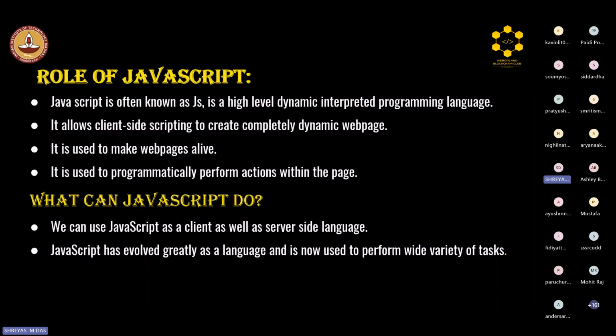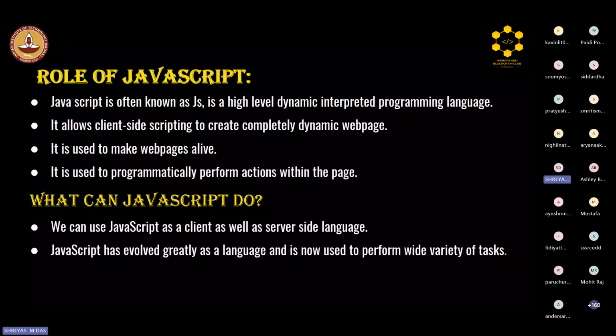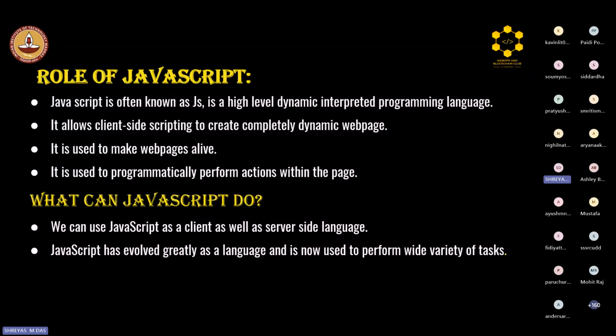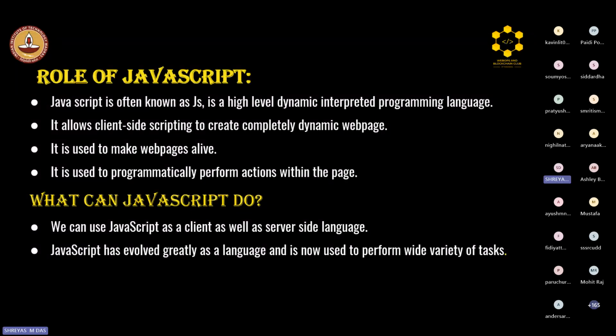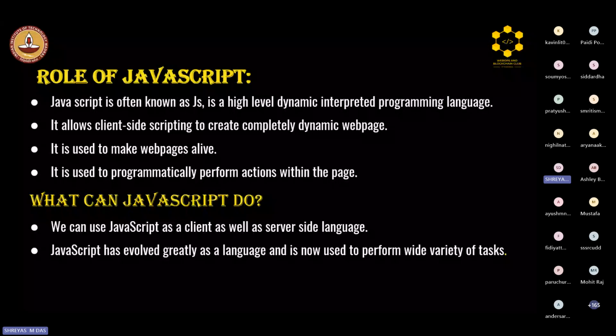JavaScript is often known as JS and is a high-level, dynamic, interpreted programming language. High-level and dynamic means the client will open the website, and he cannot just use the static website that you have created using HTML and CSS. You need to make the web pages alive, and they should interact with you in a dynamic way. All those things are done by JavaScript, and it allows client-side scripting to create a complete dynamic web page.